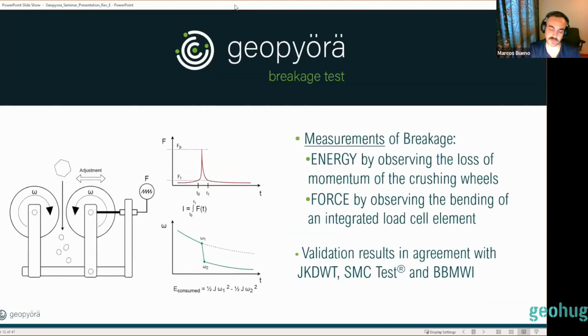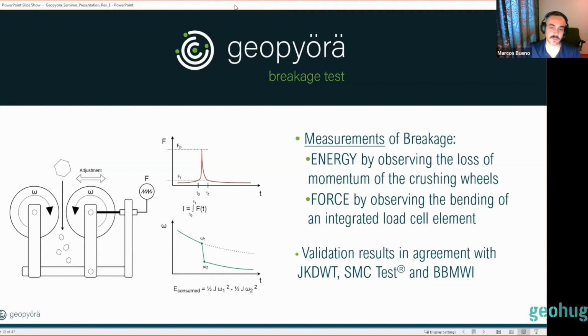But how does the Geopyörä work? What are the principles behind the testing with Geopyörä? As I said, it uses two counter-rotating wheels to crush rocks one at a time, and we record the energy that was consumed during breakage by observing the loss of momentum of the wheels. We also measure the force applied during breakage by observing the bending of one of the structures during the breakage. We have strain gauges, and we capture the force that was applied.